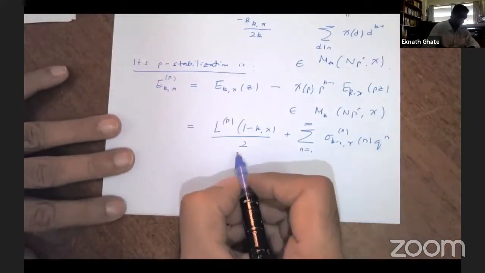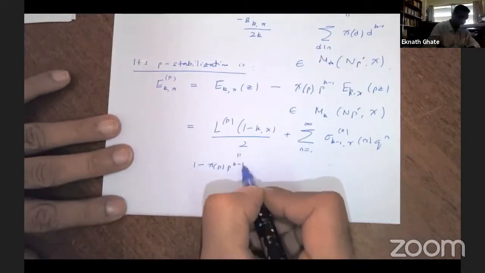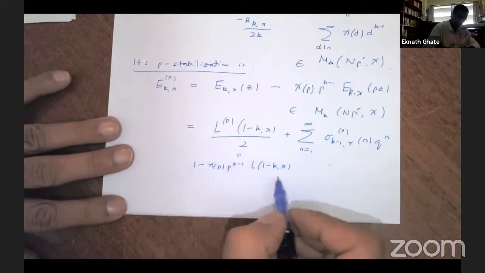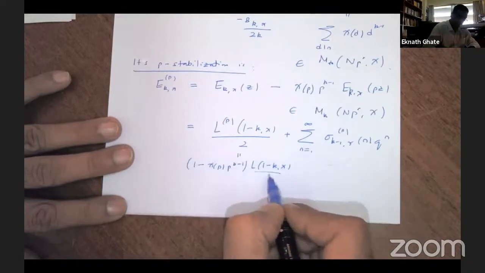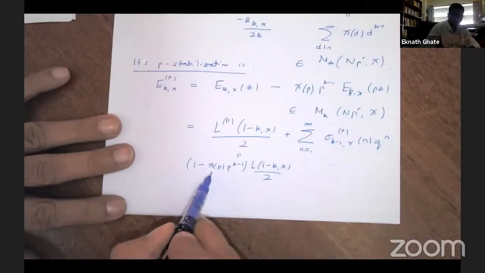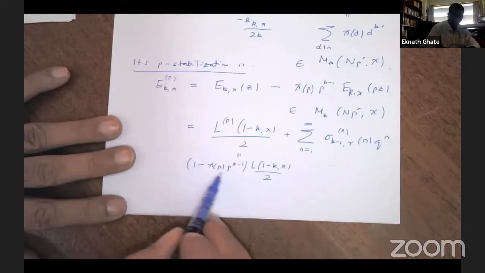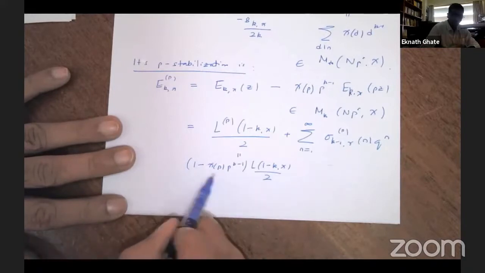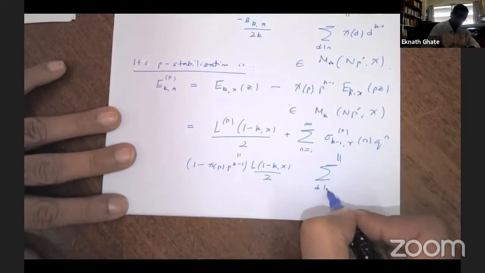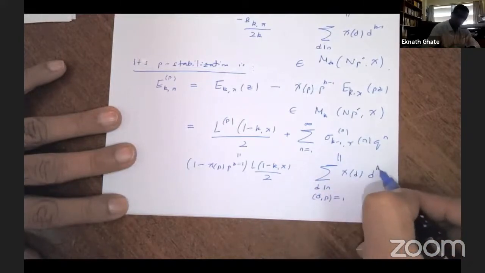So this is 1 minus chi(p) p^(k-1), times L(1-k, chi) over 2. We had the L(1-k, chi) over 2 before, right? But we multiply it by this fudge factor, 1 minus chi(p) p^(k-1). Notice that if chi has conductor divisible by p, you're not doing anything here. If chi has p in the conductor, chi of p is 0, right? So this was just 1 minus 0, so you're not changing anything. But if chi was of level N, then you're changing something. And this is the sum over d dividing n, but now d is coprime to p, chi of d, d to the k minus 1.